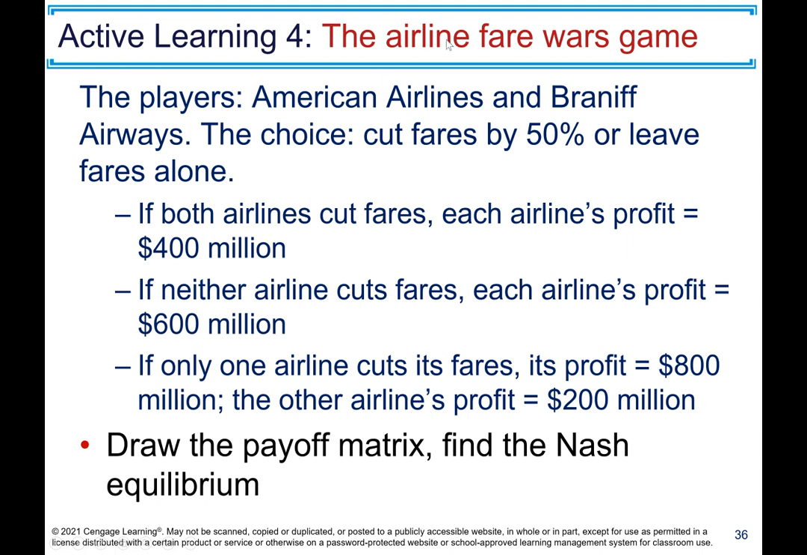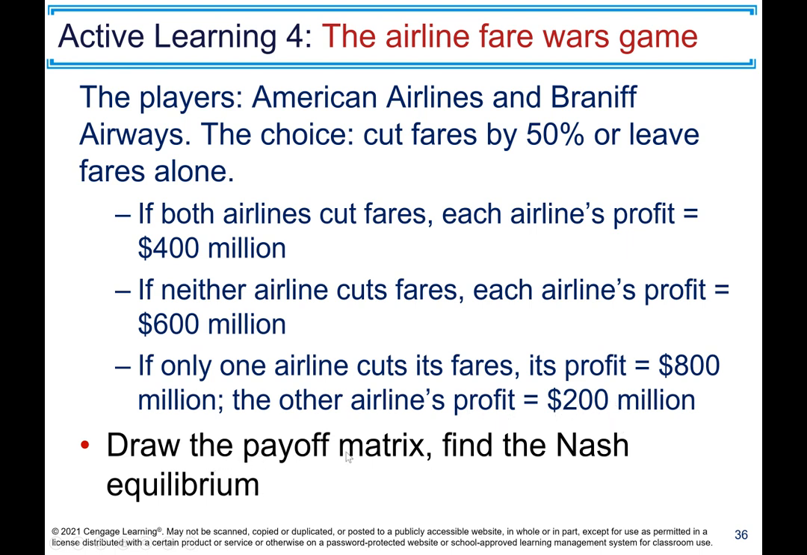Active learning 4: the airline fare wars game. The players are American Airlines and Braniff Airways. The choice: cut fares by 50% or leave fares alone. If both airlines cut fares, each airline's profit is $400 million. If neither airline cuts fares, each airline's profit is $600 million. If only one airline cuts fares, its profit would be $800 million. The other airline's profit would be $200 million.